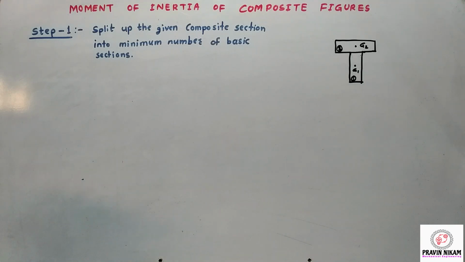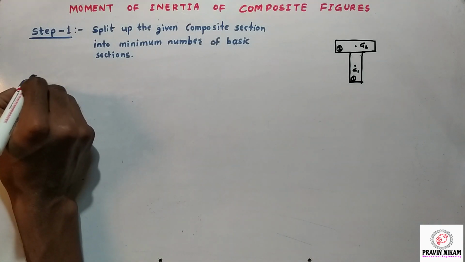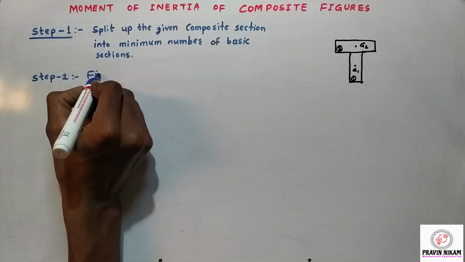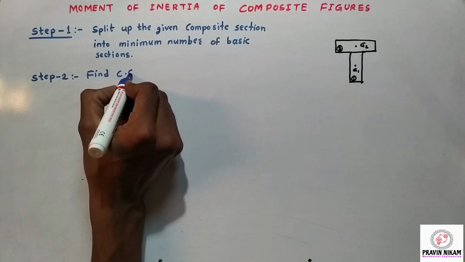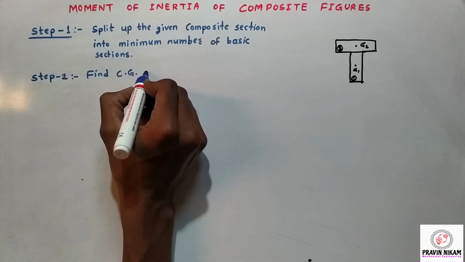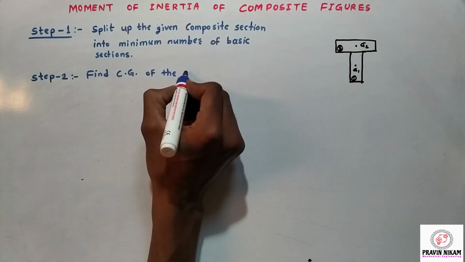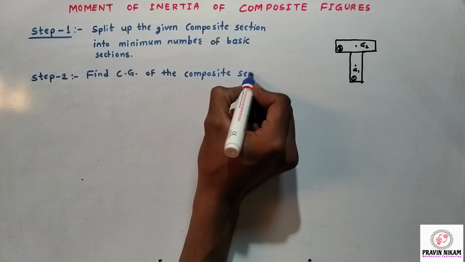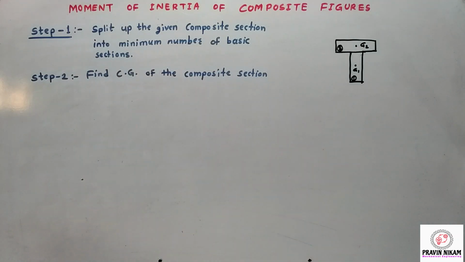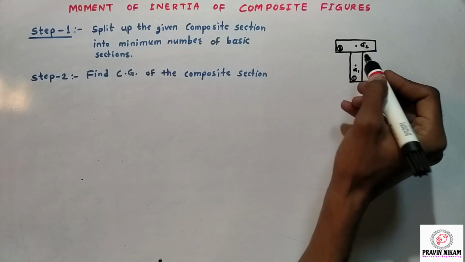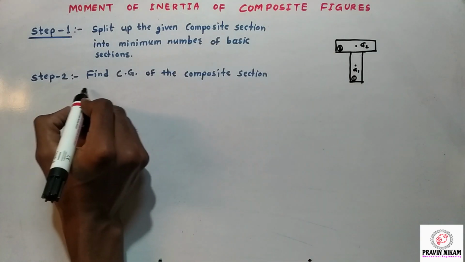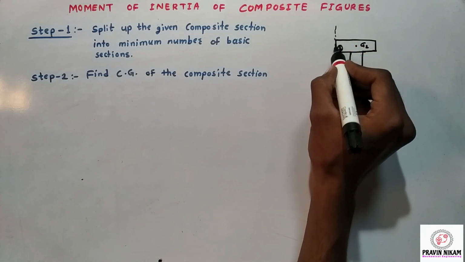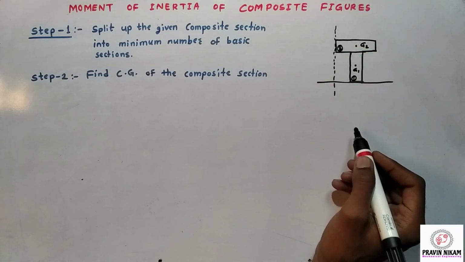Now the second step, step 2, is to find the CG, that is, the center of gravity or centroid of the composite section. Now how to find the centroid of this composite section? First, draw one line at the bottom and one line at the left end of the section.